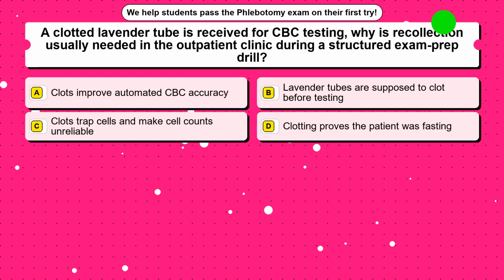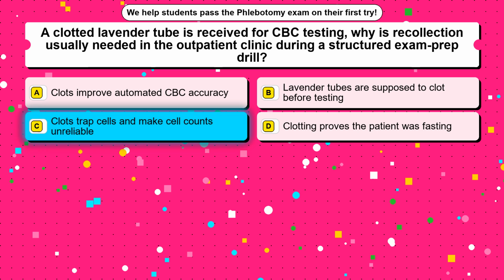Question 88. A clotted lavender tube is received for CBC testing. Why is recollection usually needed in the outpatient clinic during a structured exam prep drill? Option A. Clots improve automated CBC accuracy. Option B. Lavender tubes are supposed to clot before testing. Option C. Clots trap cells and make cell counts unreliable. Option D. Clotting proves the patient was fasting. The correct answer is option C.